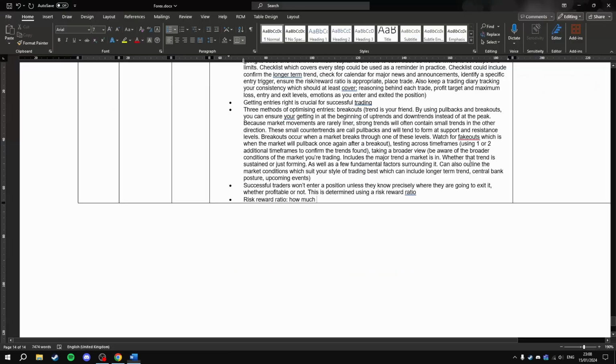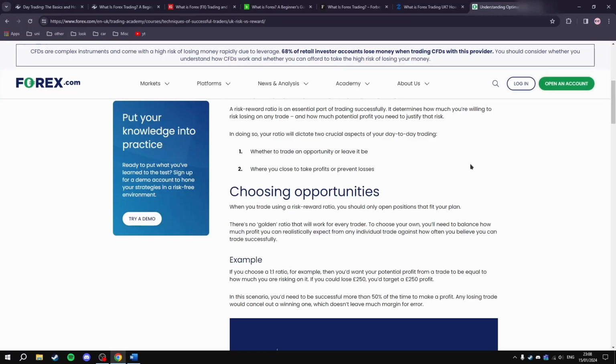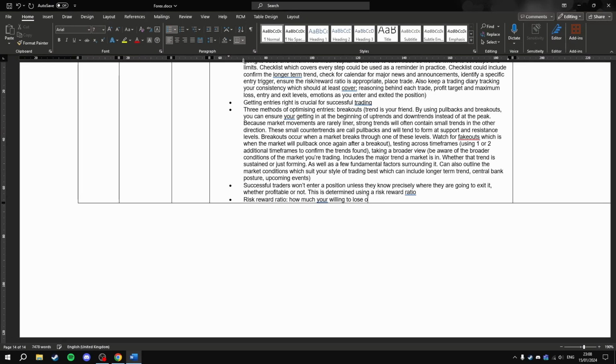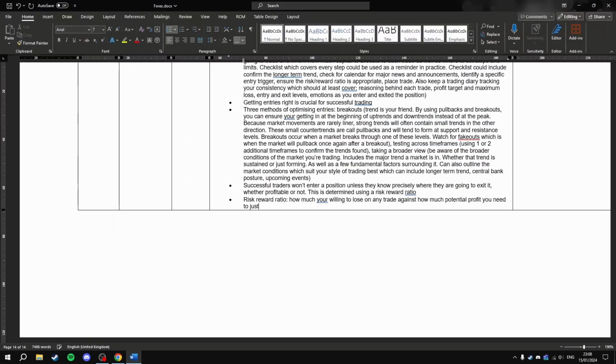How much you're willing to lose on any trade, against how much potential profit you need to justify that risk.